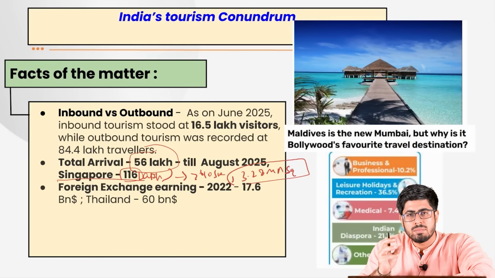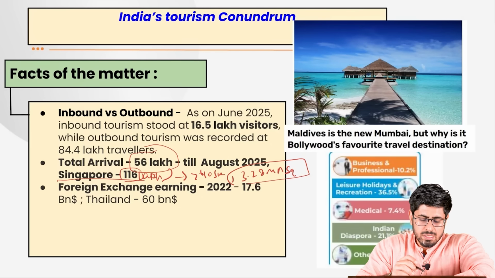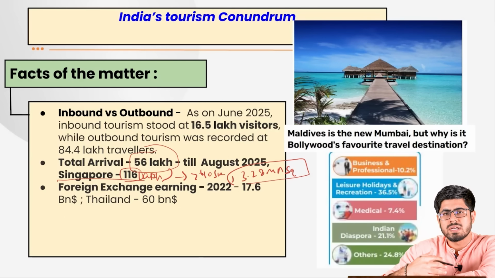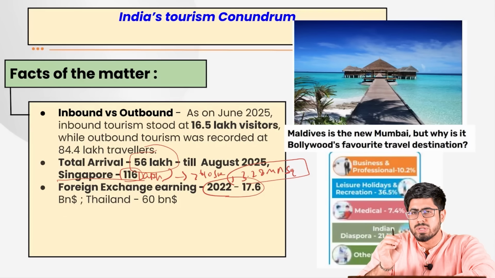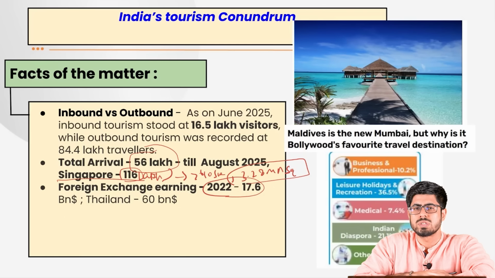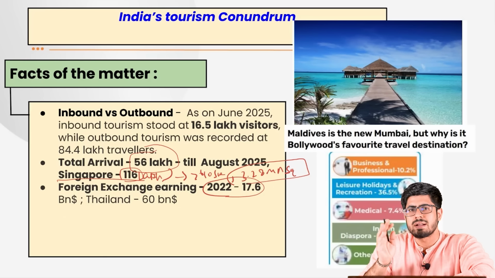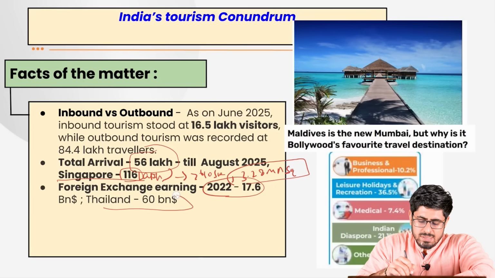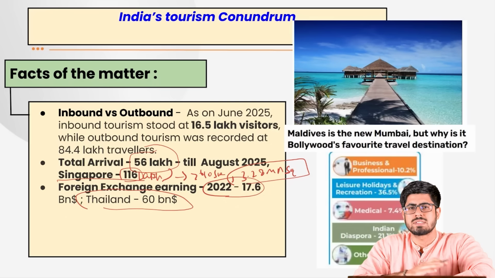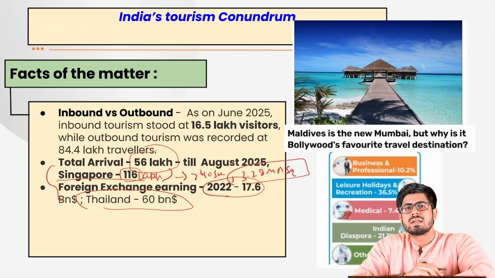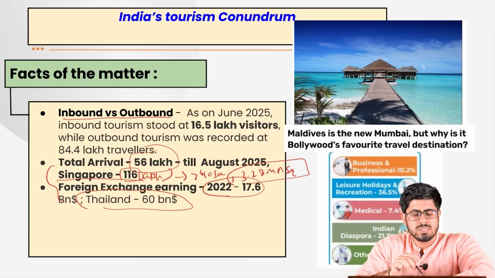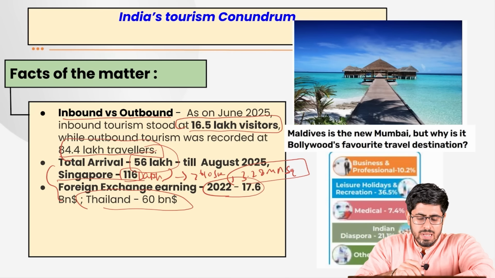If we talk about the numbers in GDP, in terms of foreign exchange earnings, India earned only around 17.6 billion dollars in the year 2022 from the tourists that arrived in India. Compare that number to Thailand, and they earned 60 billion dollars, thrice of our size. Not just this, even Indians are discriminating against India. If we see the inbound versus outbound numbers, at least 16.5 lakh visitors visited India and 84.4 lakh Indians visited abroad.